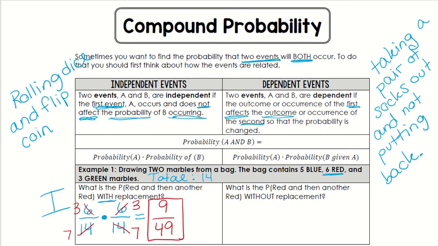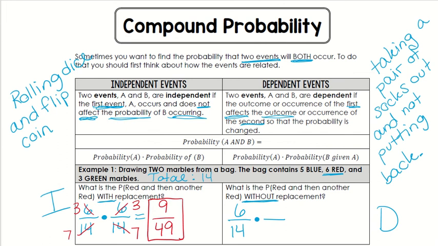So now let's talk about this next example. What's the probability that we're going to choose a red and then another red, so it seems the same, but this time it's without replacement, meaning when we pull a red out, we're not putting it back. So this is dependent. So the first chance when I go to draw, I have 14 marbles in the bag and 6 of them are red.